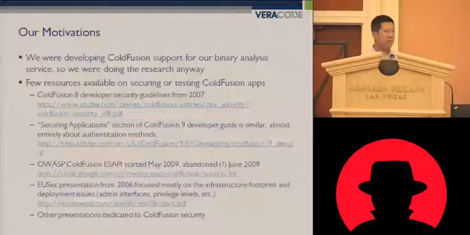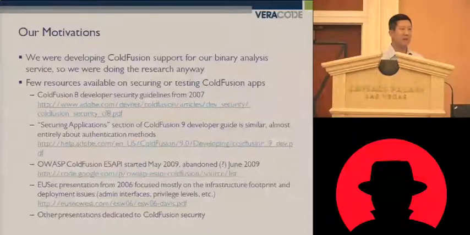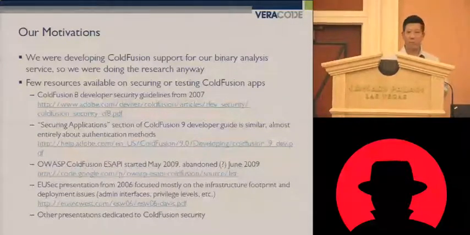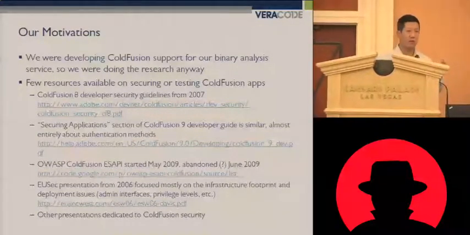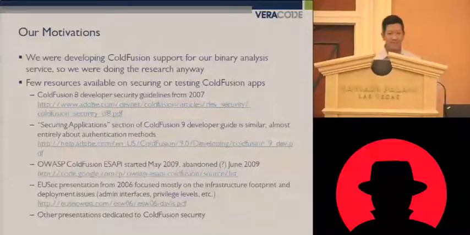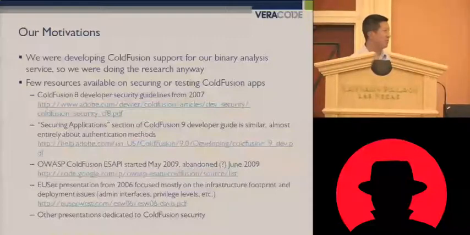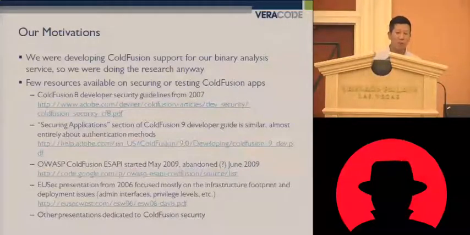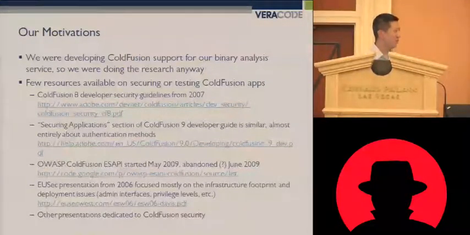But when we looked at it, it was mostly information on security features, authentication, and best practices, and here's how to use these different features, but very little information on common mistakes that people make or pitfalls to watch out for, or comparisons between good code and bad code. Similarly, there's a securing applications section in the ColdFusion 9 developer guide, which is over 1,000 pages, but it's about the same information. There was an OWASP project started for ColdFusion in May 2009, and it had a few check-ins, and then it got abandoned. So there wasn't really anything to take from there.